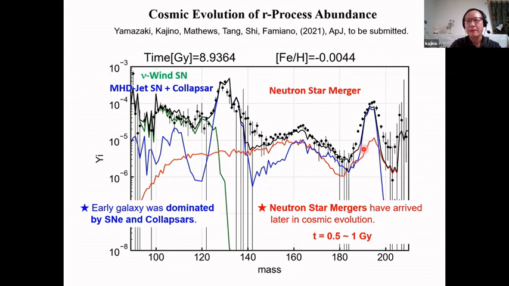But the important point is, all these three, neutron star mergers, supernovae, including neutron-driven wind and MHD jet supernovae, and also collapsar, black hole forming supernova, can equally contribute to the formation of the r-process in the solar system abundance. So this hints that we should study the nuclear physics of r-process elements in all these possible astrophysical sites.